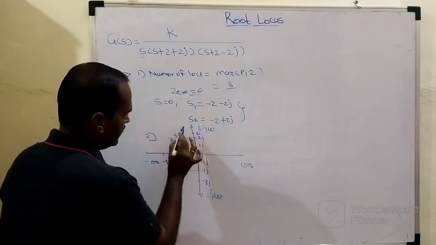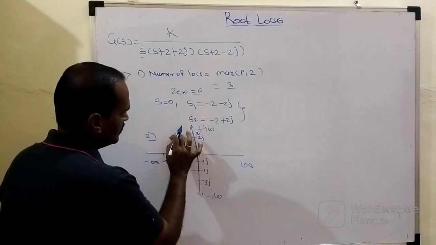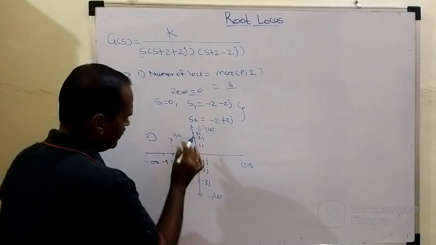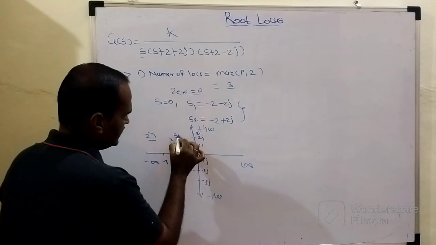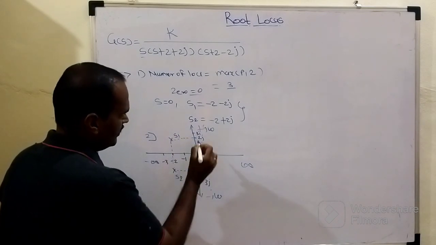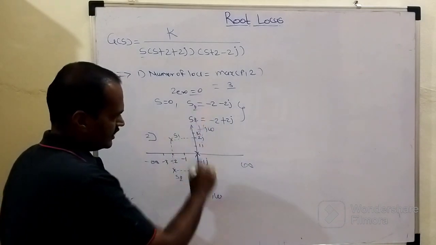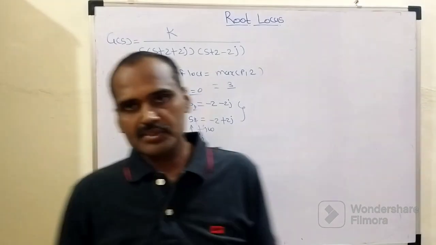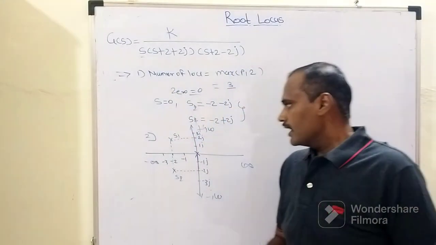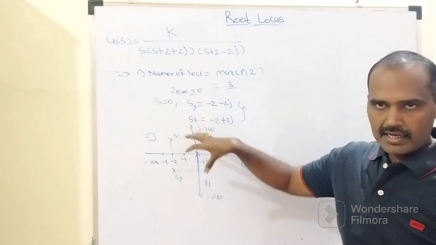So this will be S2 and this will be S1, or we can undoubtedly change its order. This will be S1, this will be S2, this will be S2 and S1. Order doesn't matter. What is important for us to understand is where these poles are being located.